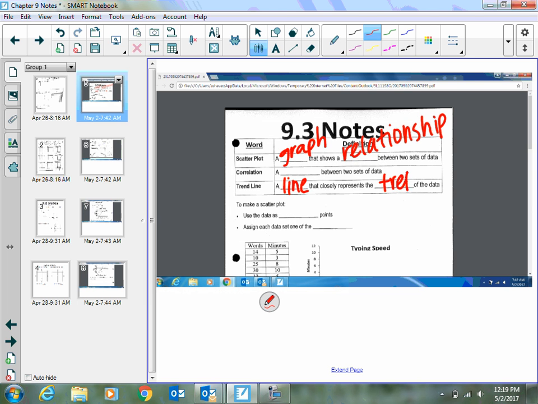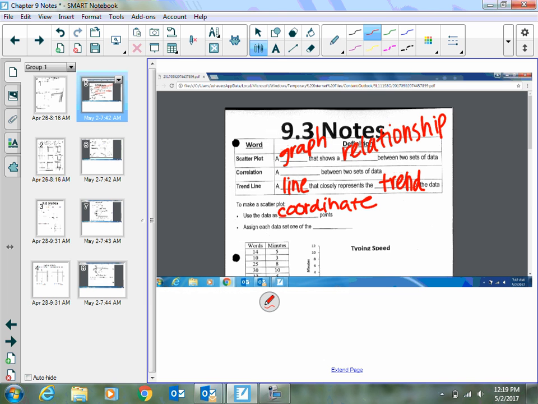the trend of the data, or what's happening with the data. That's where statisticians use it a lot. They're looking at a trend line, what's kind of happening to the data. So to make a scatter plot, it's pretty simple. To make a scatter plot, you use the data as coordinate points.